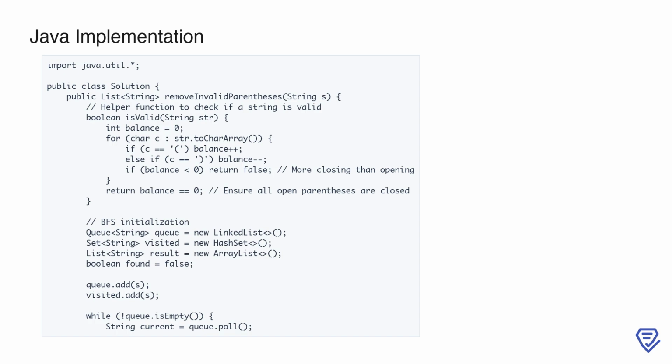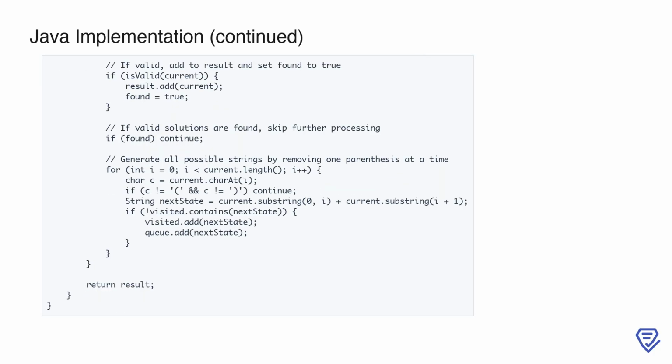Then, we enter a loop to process each string from the queue one at a time. The first step inside the loop is to check if the current string is valid using the isValidHelper function. If it is, we add it to the result list and set the found flag to true. Once we find valid solutions at the current level, we skip further processing of deeper levels within the BFS since we aim to find the shortest modifications.